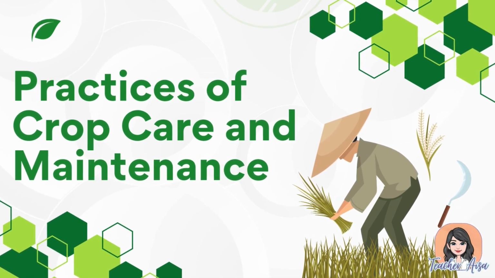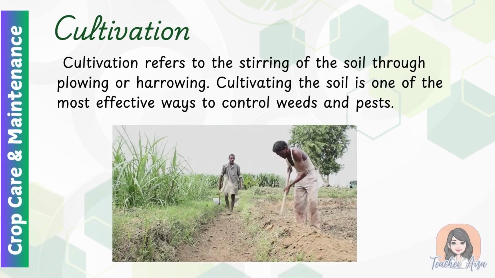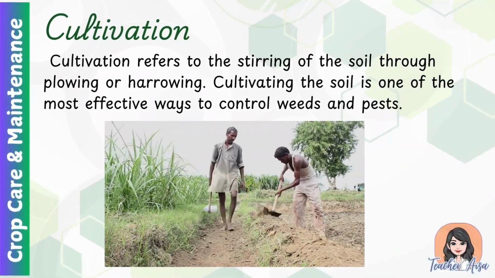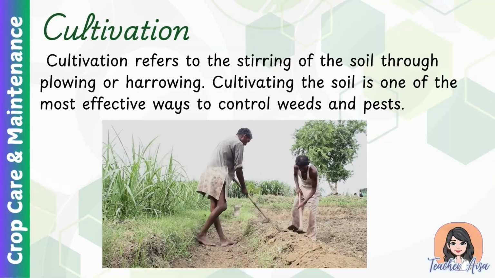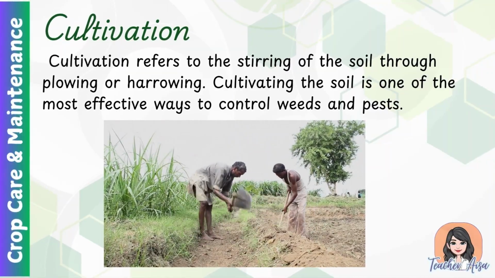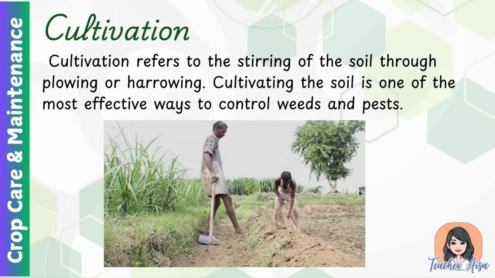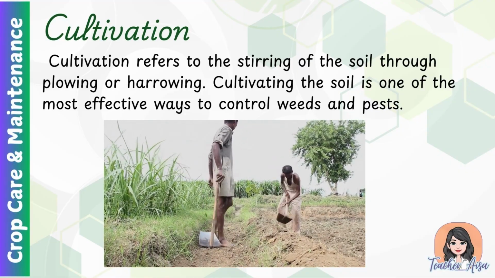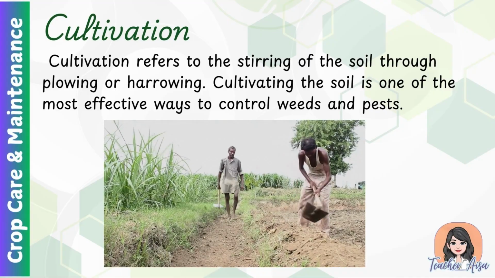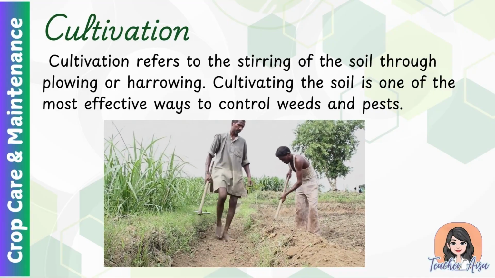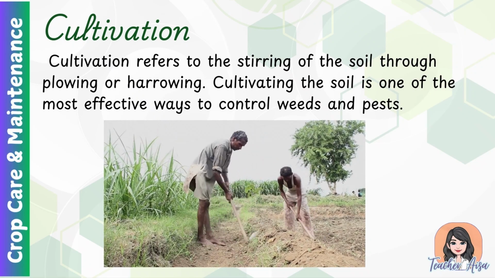Practices of crop care and maintenance. Cultivation. Cultivation refers to the stirring of the soil through plowing or harrowing. Cultivating the soil is one of the most effective ways to control weeds and pests. The primary goal of soil cultivation is to enhance soil structure, leading to better water retention, improved penetration of air, water, and nutrients, and aiding in weed control.